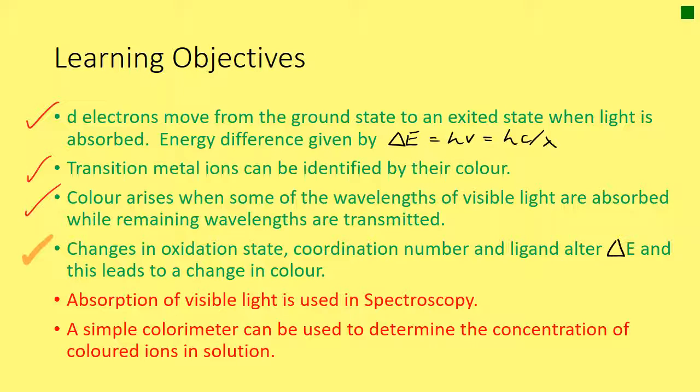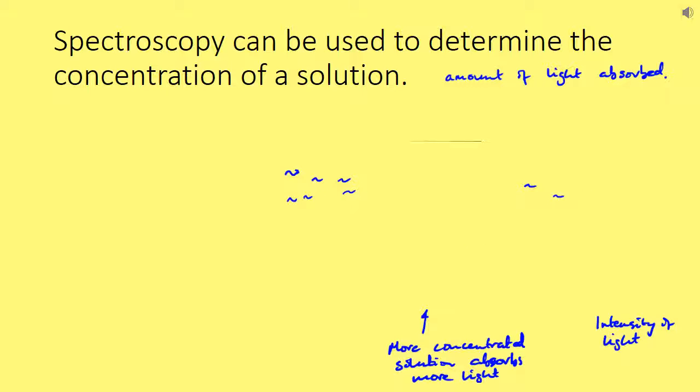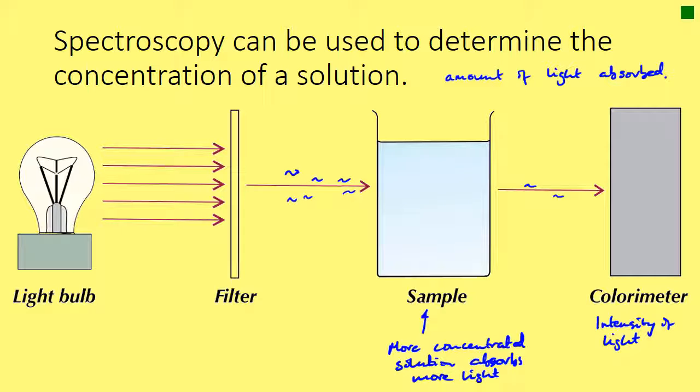Okay, so let's check off our 4th learning objective. We've seen how changes in oxidation state, coordination number and ligand alter the energy gap, and how that leads to a change in colour. So the last thing that remains to be done is to have a look at spectroscopy. So what do we use spectroscopy for? Well, it is used to determine the concentration of a solution, and it does that by measuring the amount of light that is absorbed.